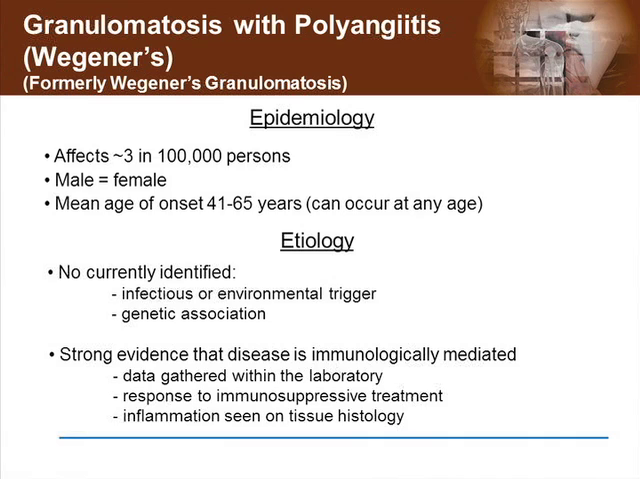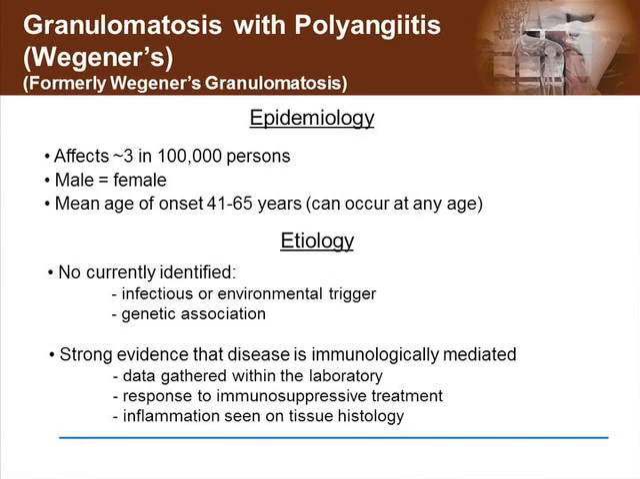So as we focus on this case, it's important to understand a little bit about the nature of granulomatosis with polyangiitis Wegener's. This is an entity that many of you may know formally as Wegener's granulomatosis. This is an uncommon disease that's estimated to affect about 3 in 100,000 people. It occurs equally between men and women, and the mean age of onset ranges between 40s and 60s, although this can occur at any age.